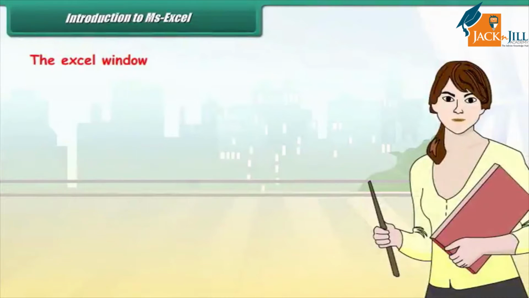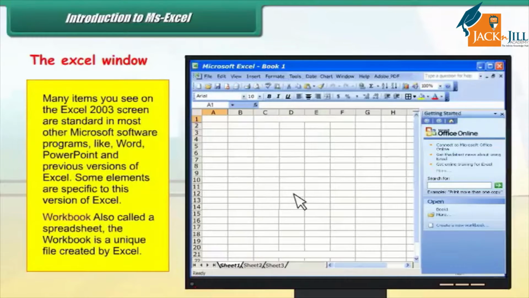The Excel window. Many items you see on the Excel 2003 screen are standard in most other Microsoft software programs like Word, PowerPoint, and previous versions of Excel. Some elements are specific to this version of Excel. Workbook. Also called a spreadsheet, the workbook is a unique file created by Excel.